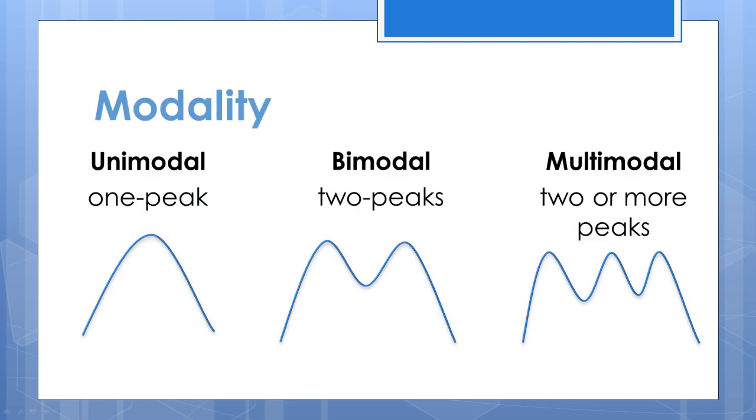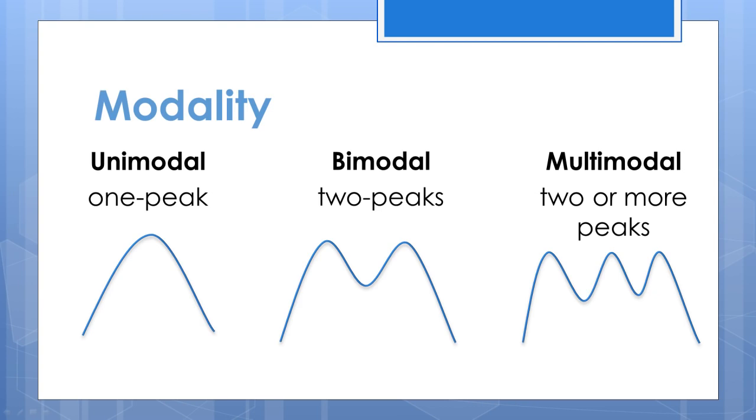A distribution can have more than one peak. The number of peaks contained in a distribution determines the modality of the distribution. Most distributions are normally distributed and have only one main peak, meaning they are unimodal. However, it is possible to have distributions with two or more peaks. Distributions with two peaks are bimodal. Distributions with more than two peaks are multimodal. Symmetry and modality are independent concepts.